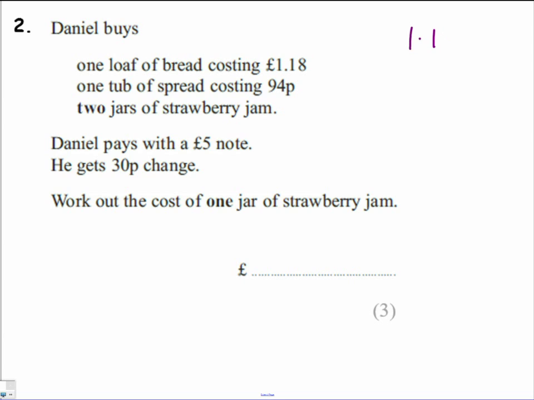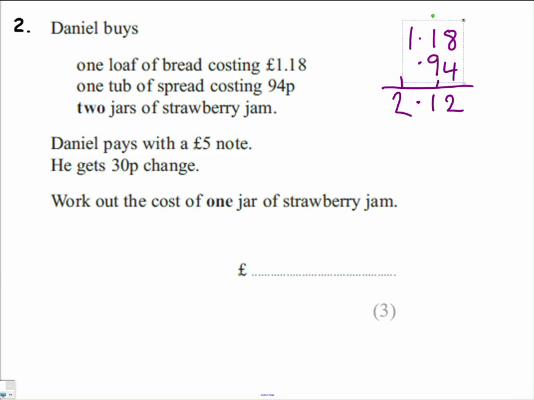The loaf of bread is £1.18 and the tub of spread is 94 pence. So let's add them using our column method. 8 and 4 is 12, so 2 carry the 1. 9 plus 1 is 10, plus the other one is 11. 1 carry the 1. Don't forget to line up the decimal point. And 1 plus 1 is 2. So for those 2 items, it's £2.12.